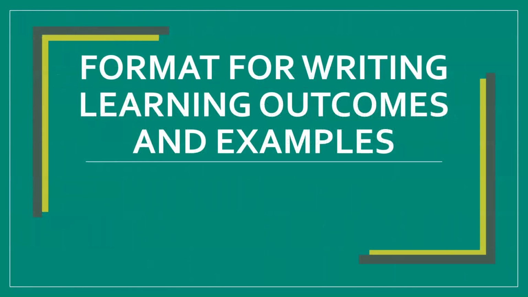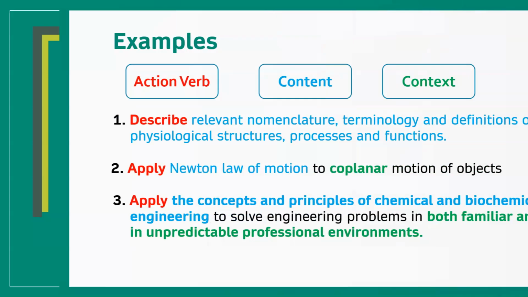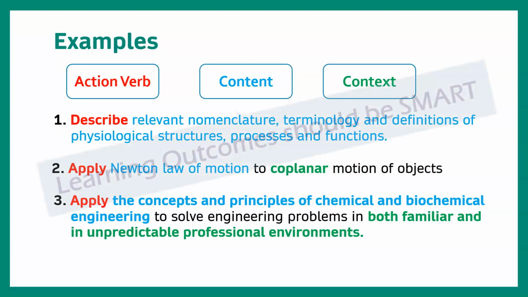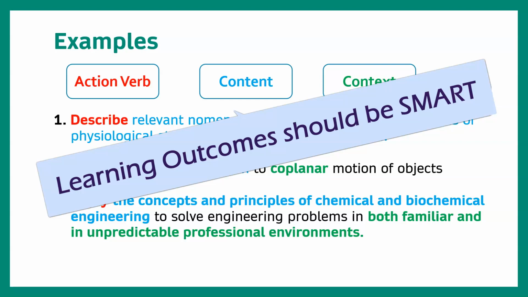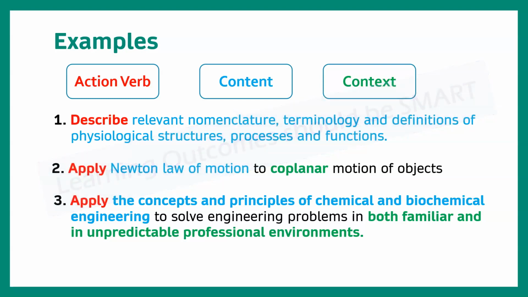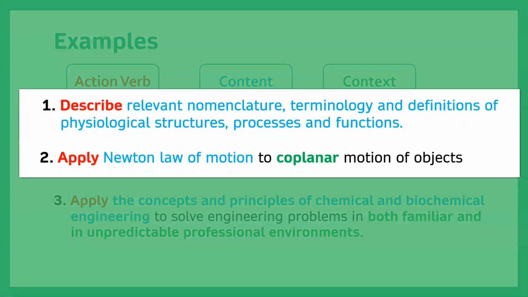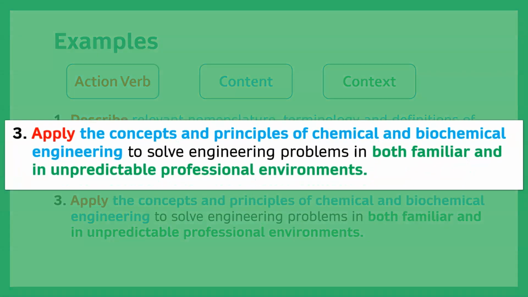Let us now see a few examples with the format of writing learning outcomes. The learning outcomes should be specific, measurable for assessment, achievable by the students with the provided learning resources and the time frame, relevant to the instructional method and assessment, and time-bound. The learning outcomes, 1 and 2, given here are more suitable for a module. The third one is suitable for a course.